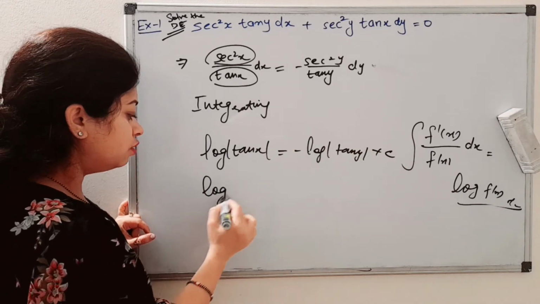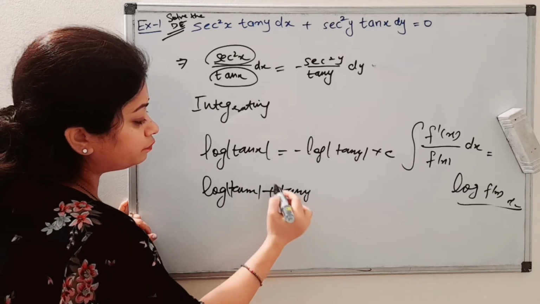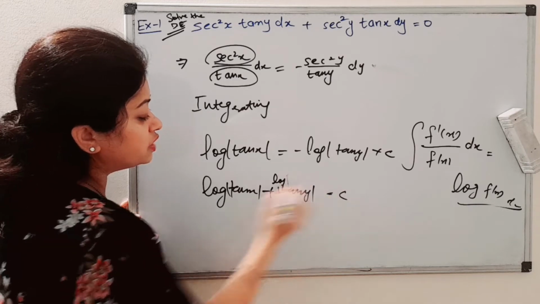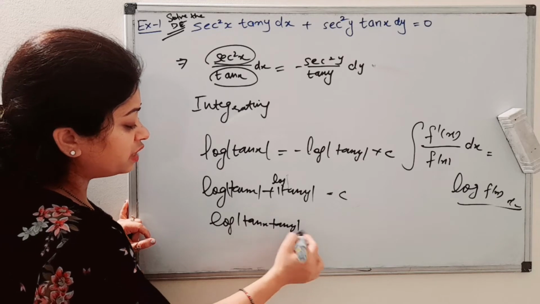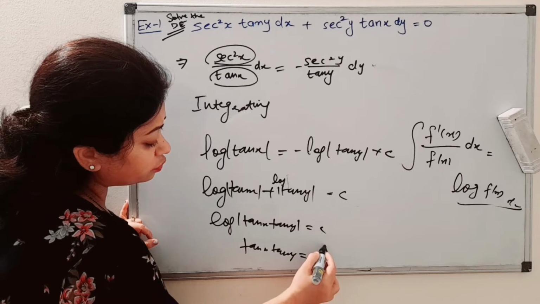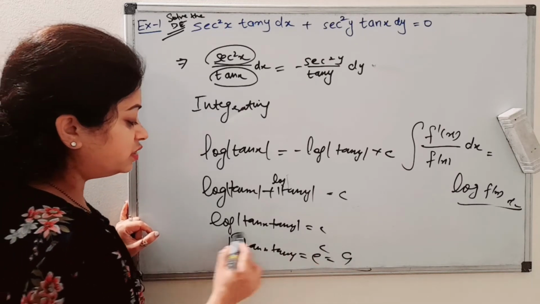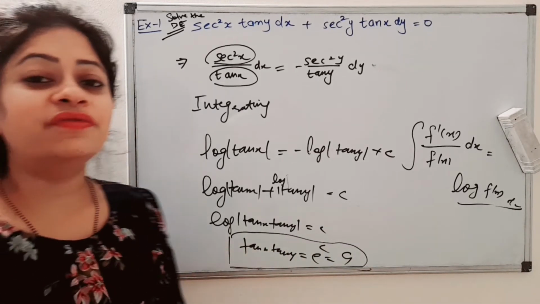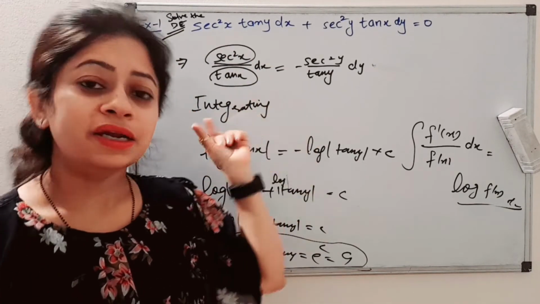That means log tan x plus log tan y is equal to c. That means log of tan x tan y is equal to c, so tan x tan y is equal to e raised to power c. You can write that as c1 or k. That means this is the solution: tan x tan y is equal to k. This is the solution of this differential equation, and it was quite easy because variables were separable.